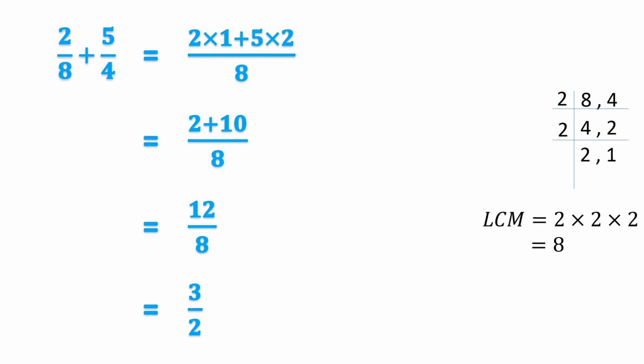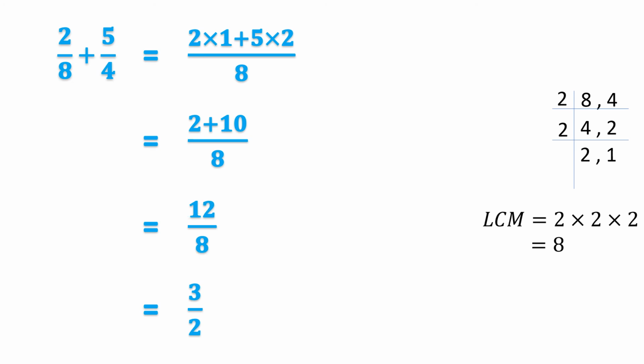How do you simplify it? By cutting it, by dividing it. So by 4 I can divide it. 4 3s are 12, 4 2s are 8. So 3 by 2 is your answer, right? So that is how we add.